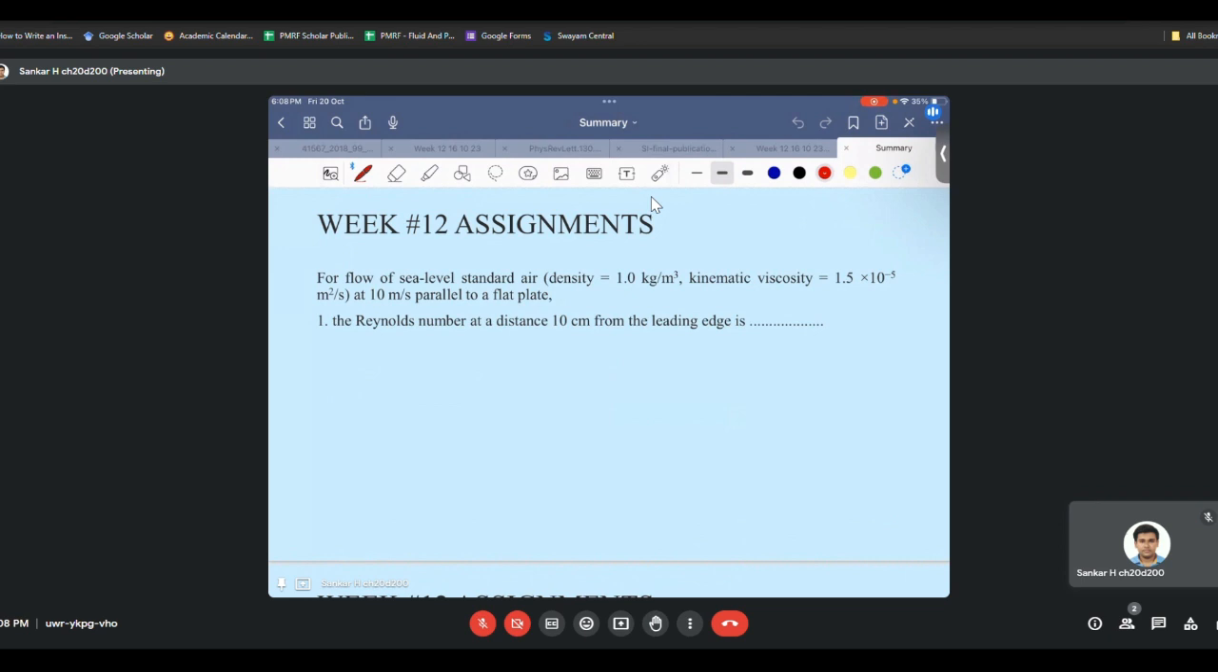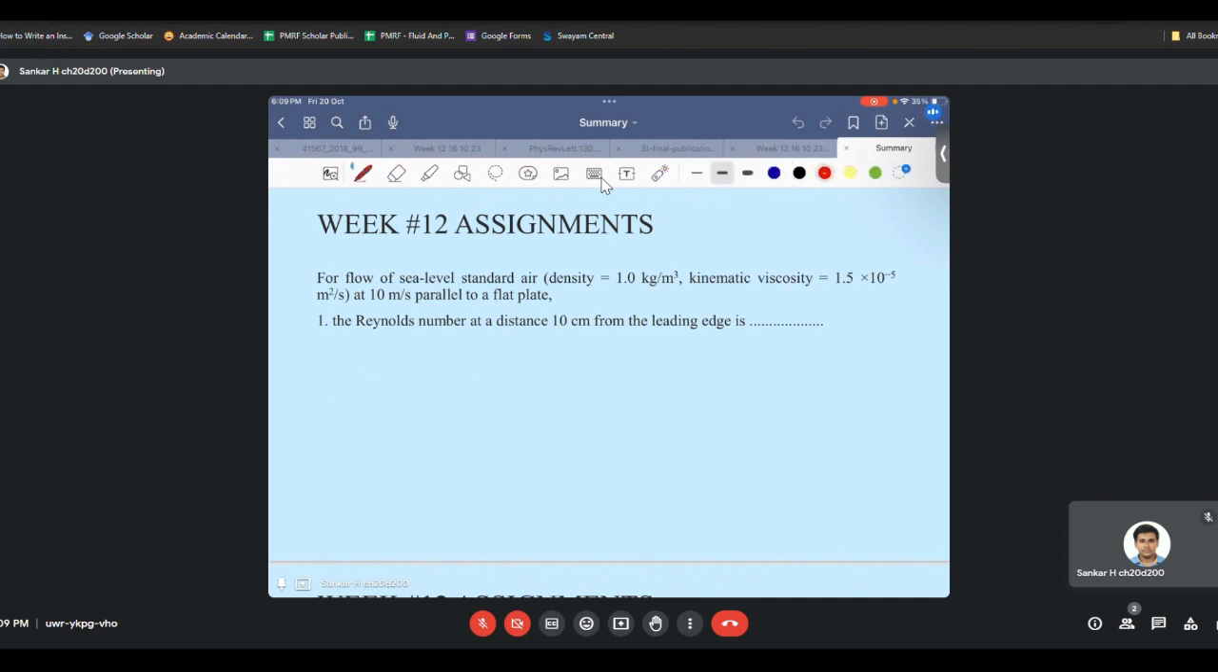In week 12, we are doing questions on boundary layer and phenomena associated with that. So let's first take a look at this question on the flow of sea level standard air, where the density is given as 1 kilogram per meter cube. Kinematic viscosity is given as 1.5 into 10 raised to minus 5 meters square per second at a velocity of 10 meters per second parallel to a flat bed. Now, what is asked is the Reynolds number at a distance 10 centimeter from the leading edge.